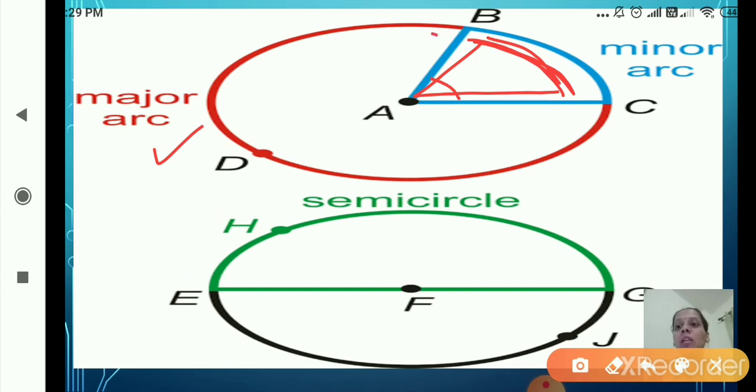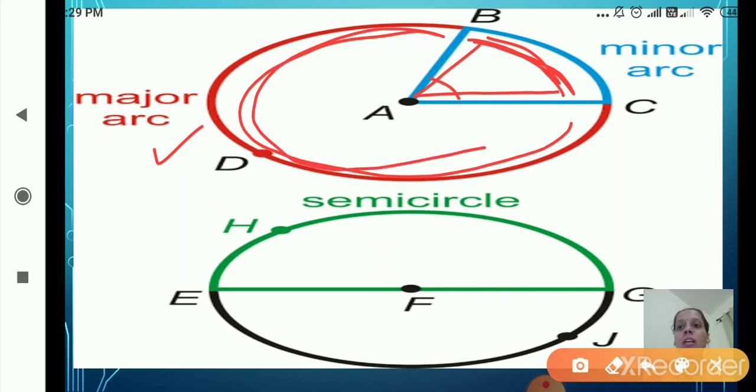Now the arc BDC is a major arc, the bigger arc. And how will you find the measure of this major arc? The measure of major arc BDC is equal to 360 degrees minus the minor arc. And in the next circle, because of the diameter, the circle is divided into two equal parts, so we get semicircular arcs, right? What is the measure of a semicircular arc? That is 180 degrees, as we have just seen.